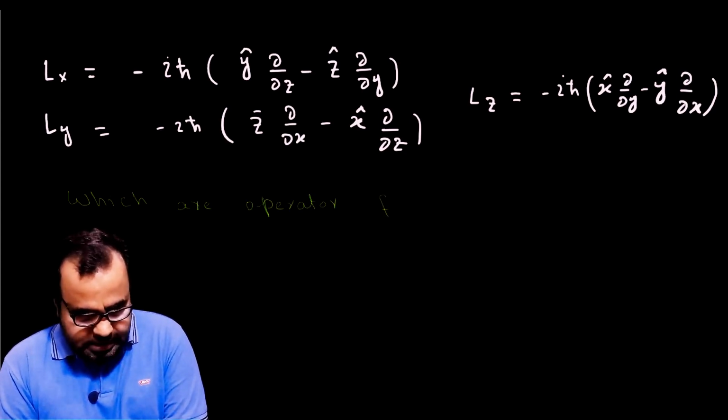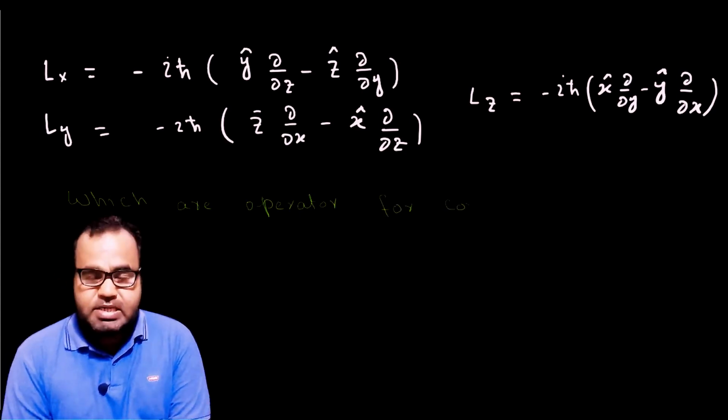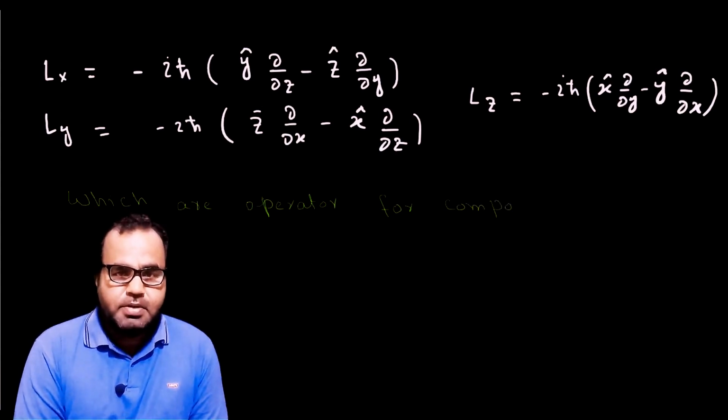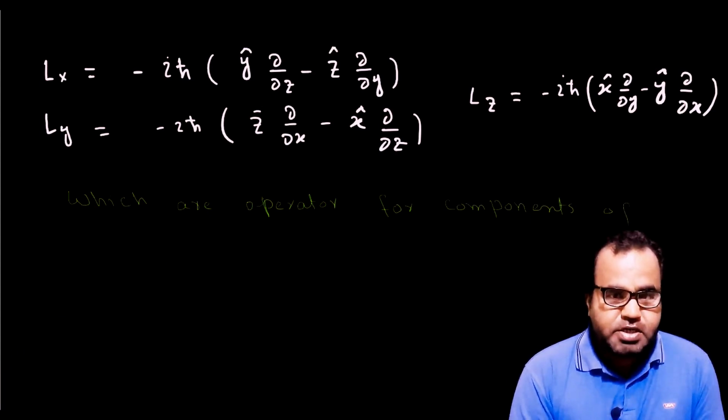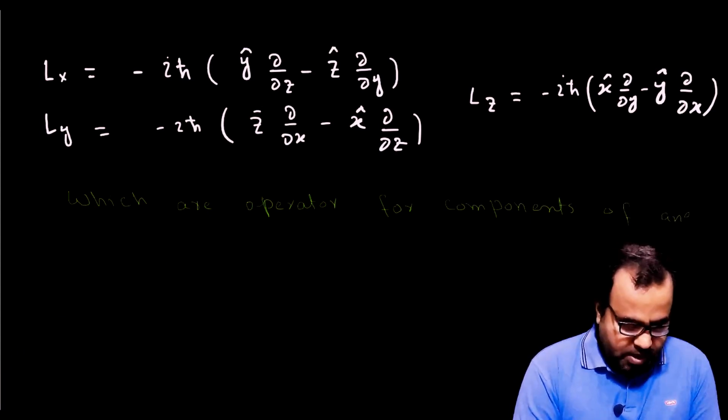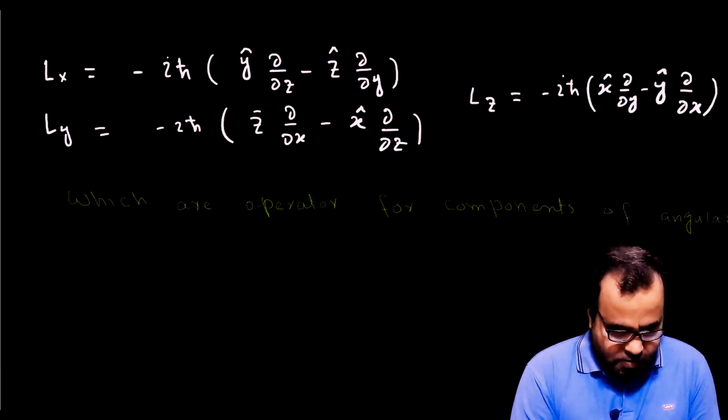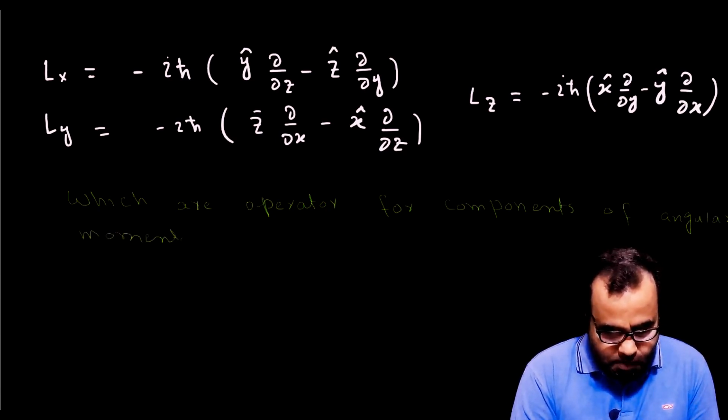So these are the quantum mechanical operators of angular momentum in Cartesian coordinates, which are the operators for the components of angular momentum.